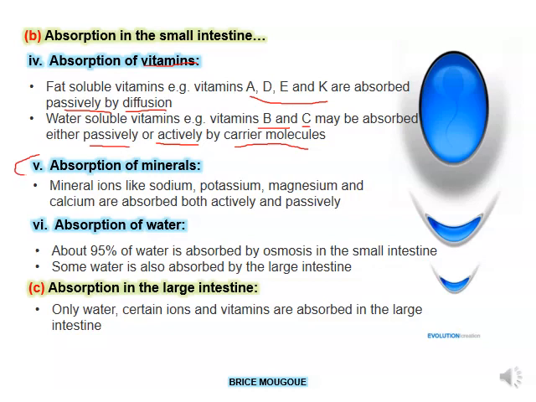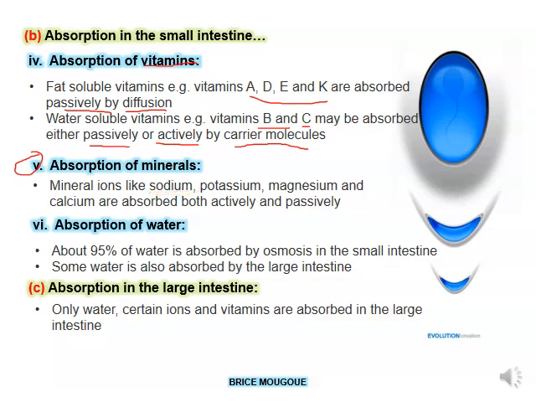Absorption of minerals. Mineral ions like sodium, potassium, magnesium, and calcium are also just absorbed either actively or passively, depending on how much is required or depending on how much is already available in the body. I'll explain. It means that if there's already so much sodium in the body and the body still needs sodium, then it means it will be absorbed actively. Contrarily, if there's little sodium in the body and there's sodium available for absorption, in that case, it will be absorbed passively with no need for energy. That's what it means.